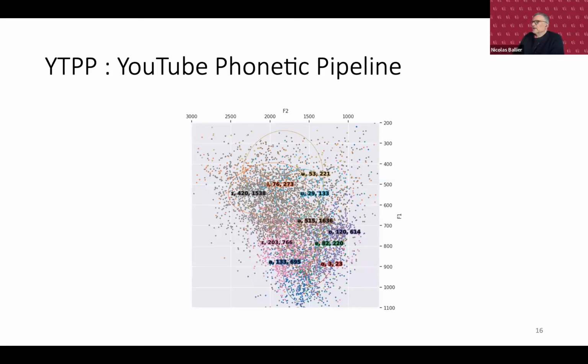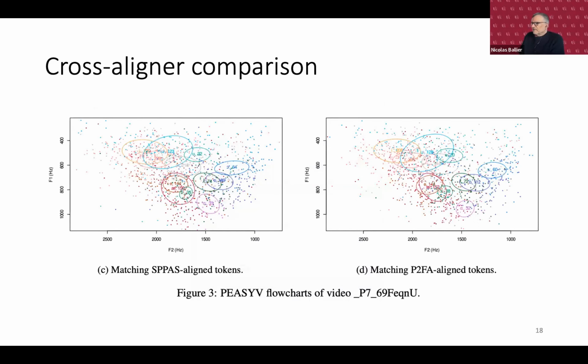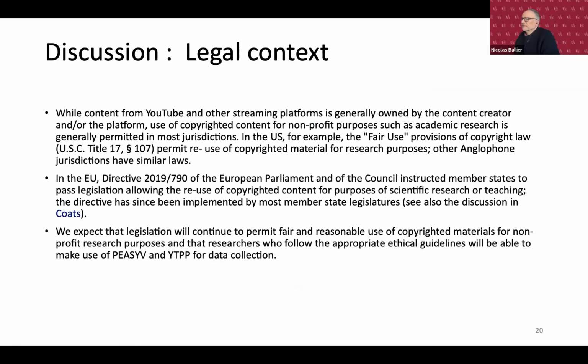This is the raw data from the YouTube phonetic pipeline, and we have a difference in the number of phones that we counted, and that's one of the consequences of the use of different aligners. The phone count is not the same when we analyze the data. So we did not go for an overall tentative comparison of the underlying aligners, but just in case you wondered, it looks like the Montreal Forced Aligner has less dispersion than in the other cases. Here is an example based on consonants.